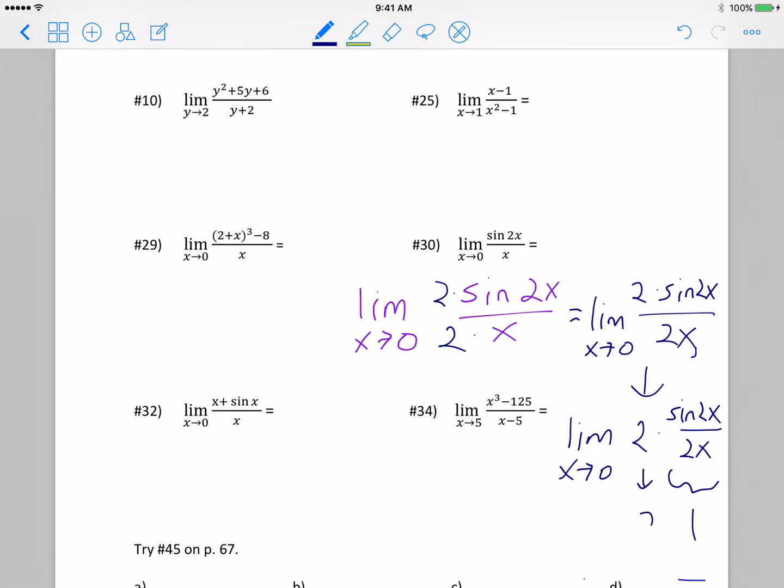And then that 2 again doesn't change. It's not affected by what the c value is. So your final answer for this one is 2. So for number 30, your answer is 2.